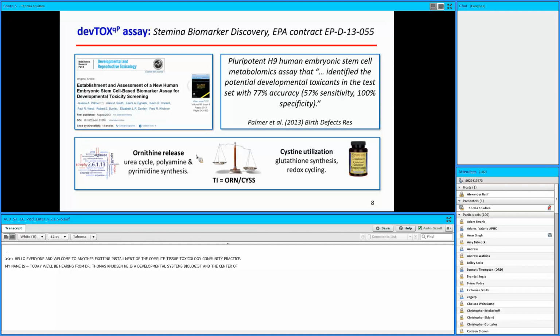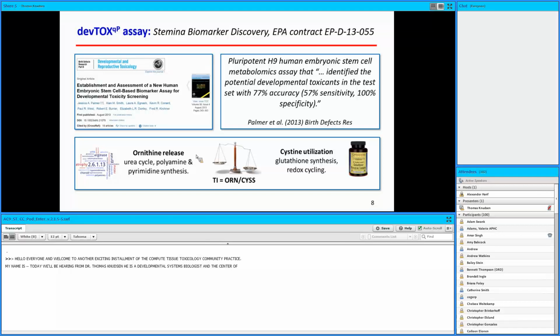The assay from Stemina, the commercial assay, is called the DevTox Quick Predict Assay. As I mentioned earlier, we had a contract with Stemina to run their assay on over 1,000 ToxCast chemicals. This assay was developed by Jess Palmer in her work as a graduate student at the University of Wisconsin. They published the platform in Birth Defects Research in 2013.